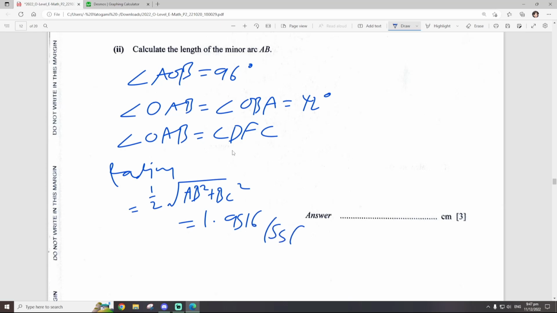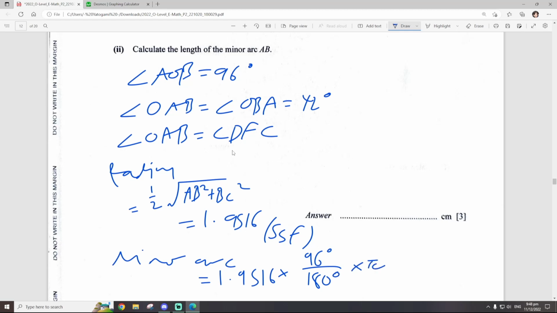to 5SF. So therefore, the minor arc is this thing times theta, where theta is in radians, but we have degrees, so we need to convert to radians: 96 degrees divided by 180 degrees times pi. Okay. And you'll get 3.27 to 3SF. Right, there's a variety of ways that you can derive it.